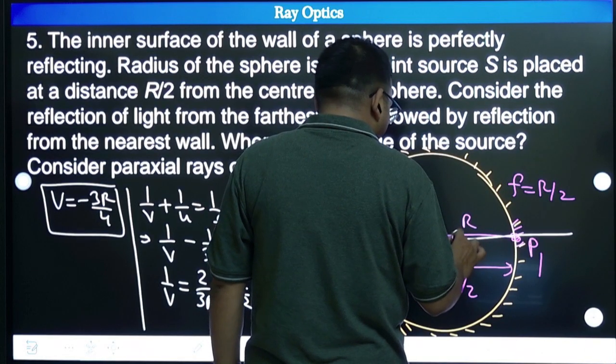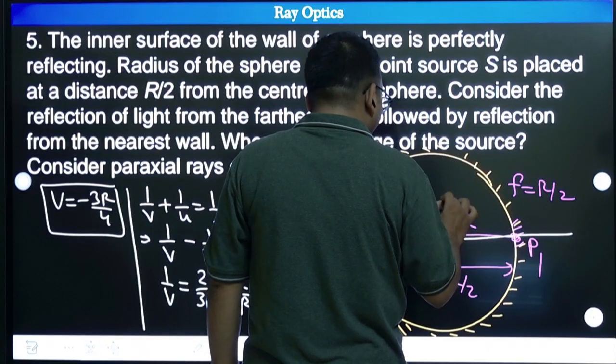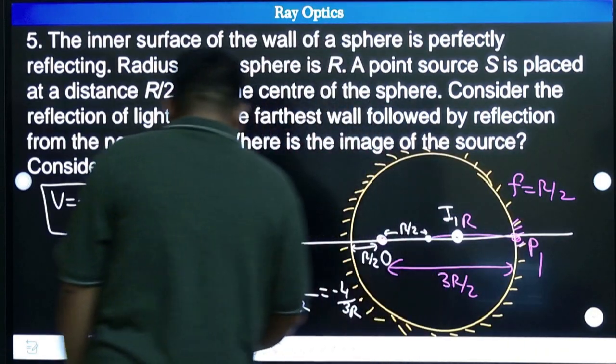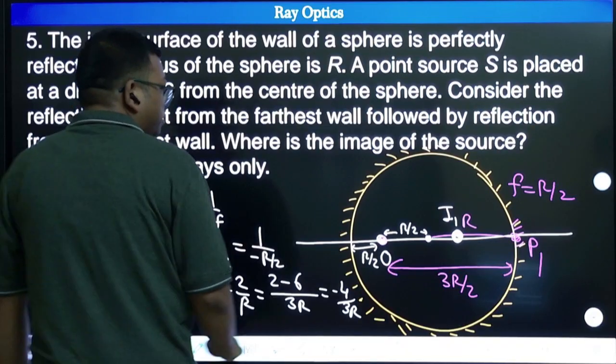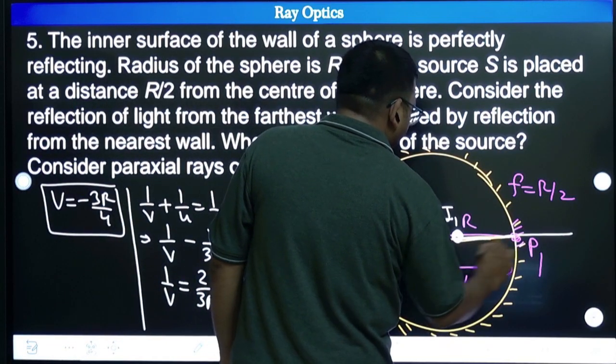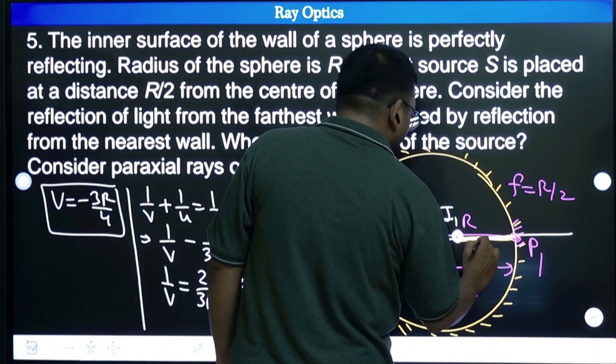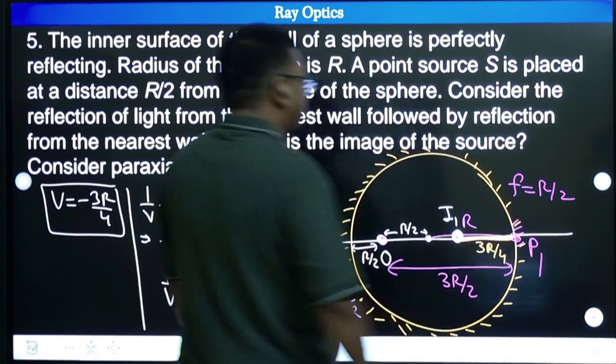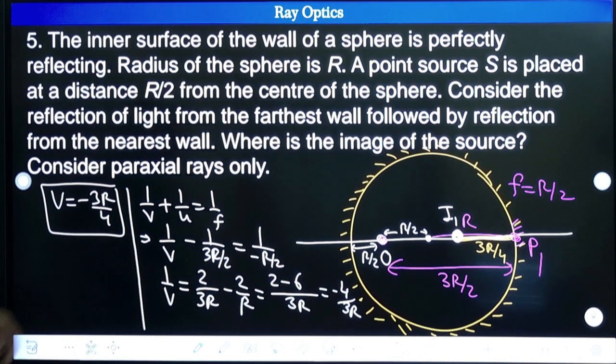75% of r means here it will be. The image will be formed here. This is, let us say, first image. Negative means it is showing this side. So this image is forming at a distance of 3r by 4. Clear? Are you clear about this? Yes. This image I1 has formed.